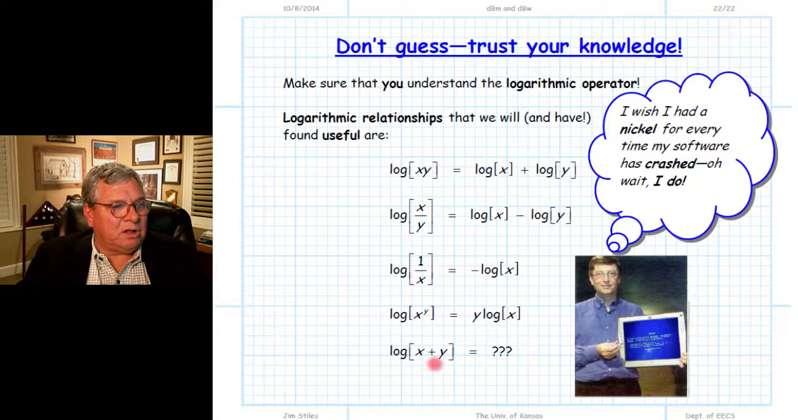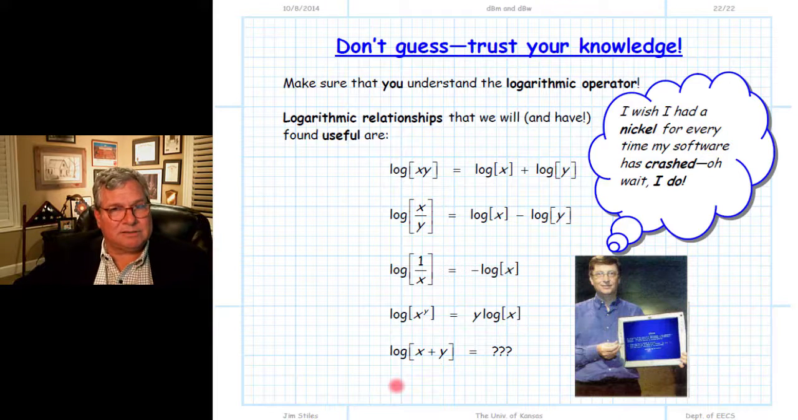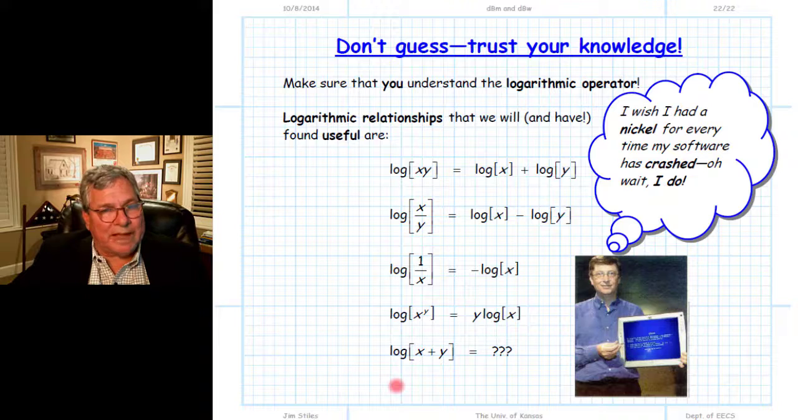Finally, the value of the log of x plus y is simply the log of x plus y. We can't simplify it further. Neither can we take the log of x minus y and simplify that further. If we want to find the log of x plus y, we need to explicitly determine the value of x and the value of y before we add them, and then and only then do we apply the log operator.